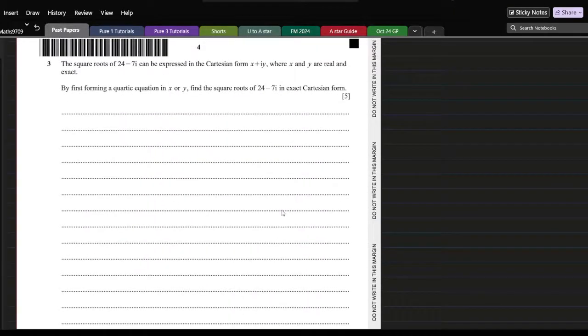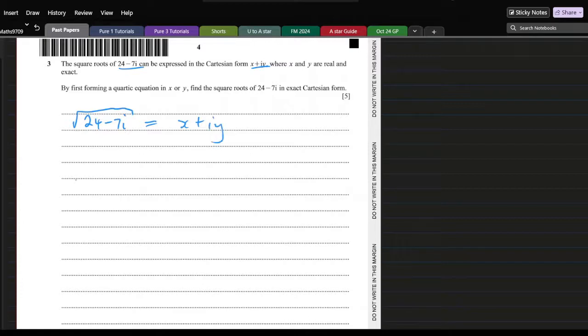Number 3. The square roots of 24 minus 7i can be expressed in the Cartesian form x plus iy, where x and y are real and exact. By first forming a quadratic equation in x or y, find the square roots of 24 minus 7i in exact Cartesian form. Alright, so we want to find the two square roots of 24 minus 7i. And we are told that the square roots of this complex number should be in the form x plus iy.